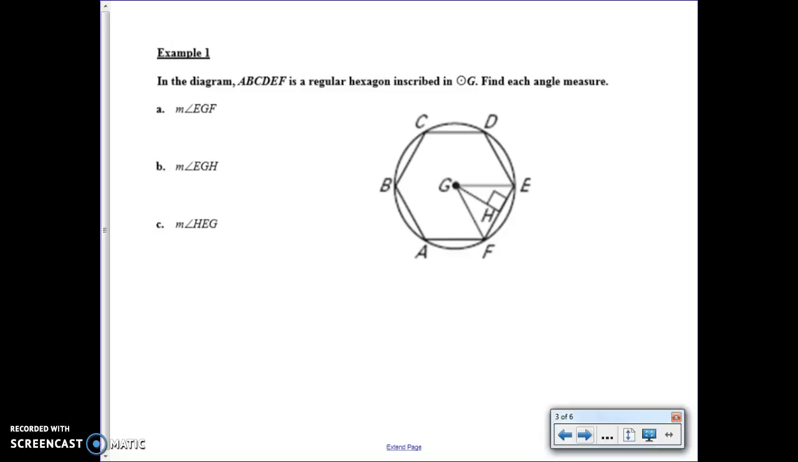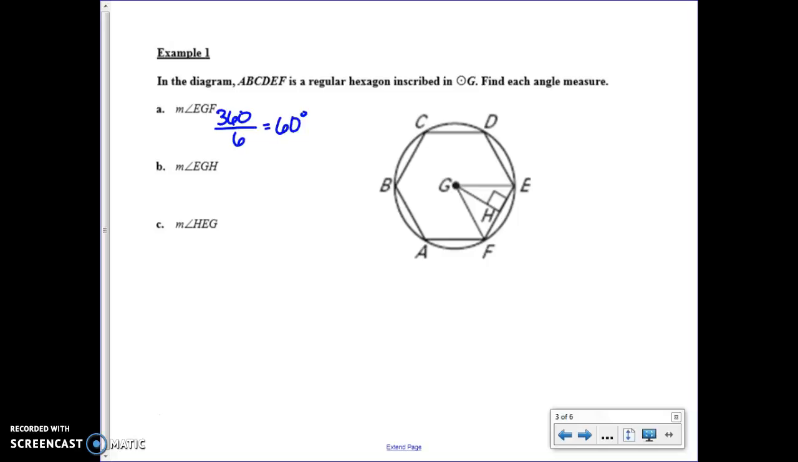Okay, so in the diagram, ABCDEF is a regular hexagon inscribed in circle G. Find each angle measure. Well, I know the total degrees in a circle are 360. So if I want to find the measure of angle EGF, I need to think through how many of those angles I can draw. Since there are 6 sides, I can draw 6 different central angles. So I can do 360 divided by 6, and that gives me 60 degrees.